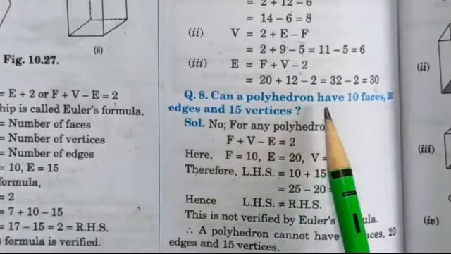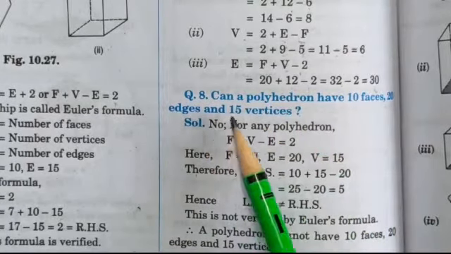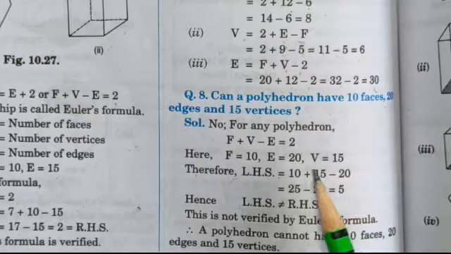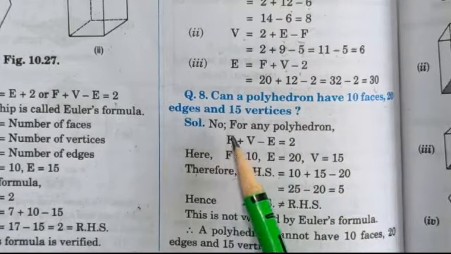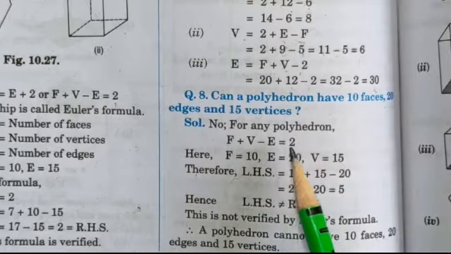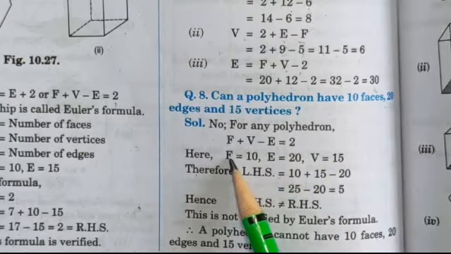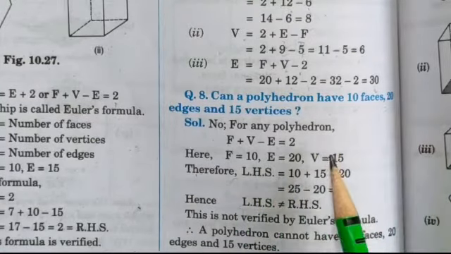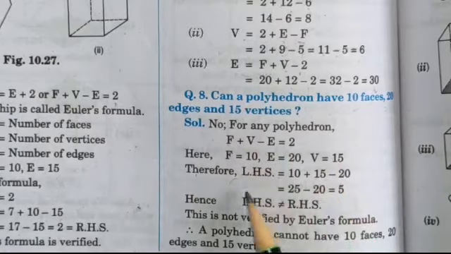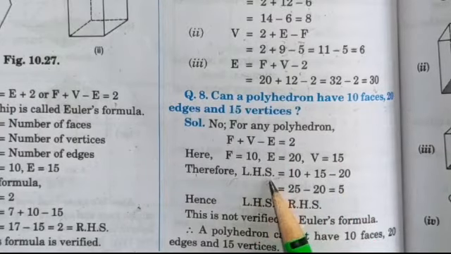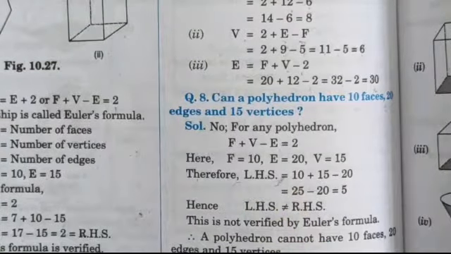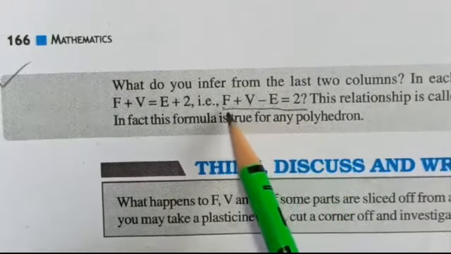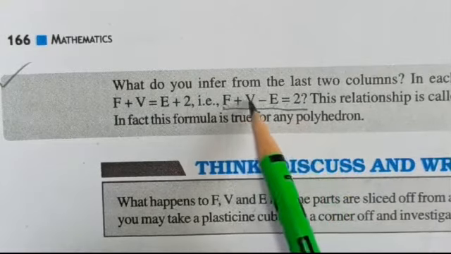Can a polyhedron have 10 faces, 20 edges, and 15 vertices? To check this, we have to use Euler's formula. Here, solution, no. For any polyhedron, F plus V minus E is equal to 2. Here, F is the number of faces, that is 10, E means the number of edges, that is 20, and V means the number of vertices, that is 15. Therefore, we take Euler's formula, F plus V minus E is equal to 2. Here, in this formula, the left hand side is F plus V minus E.